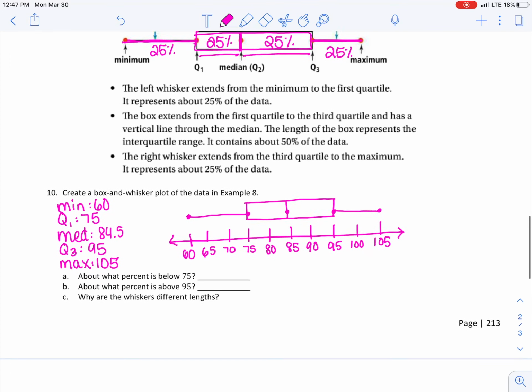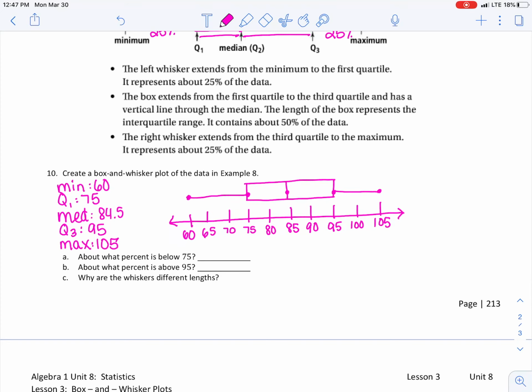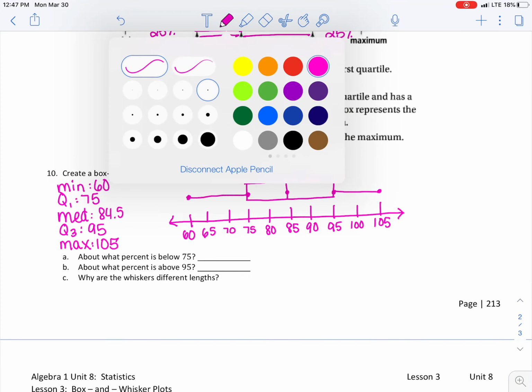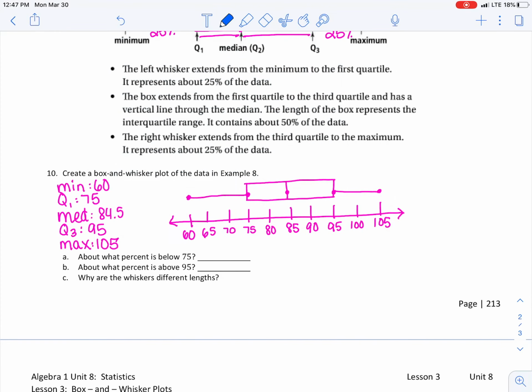Now it says about what percent is below 75. So we're going to look at our 75, which is right here, and it's wanting everything below that, so everything to the 60. We talked about earlier that every single part of our box and whisker is 25%. Since this is only one part, we have 25% of our data right here.